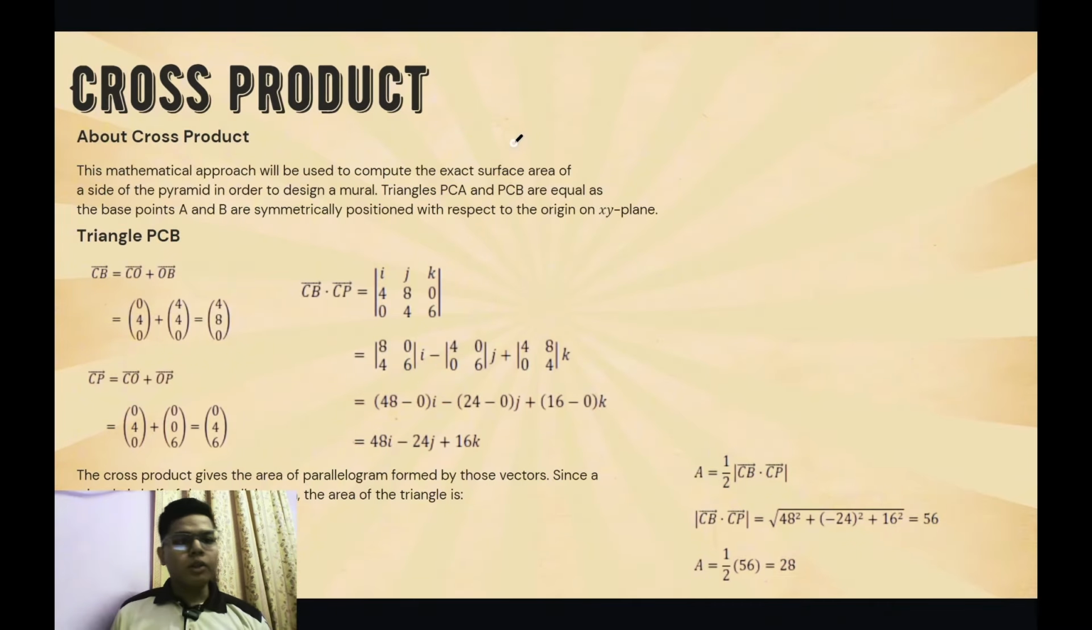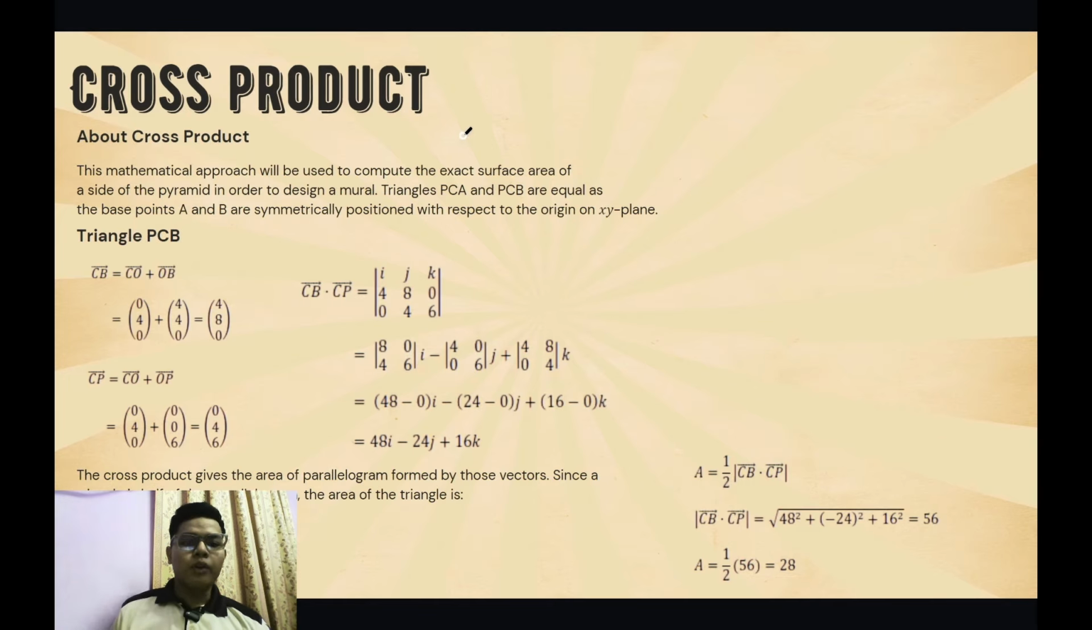Okay, so now we're going to talk about the cross product. So what is the cross product? The cross product is a mathematical approach that will be used to compute the exact surface area of a side of a pyramid in order to design a mirror. So the cross product is mainly used to calculate the surface area of a geometry. So we're going to find the cross product, or the surface area, for this tetrahedron.